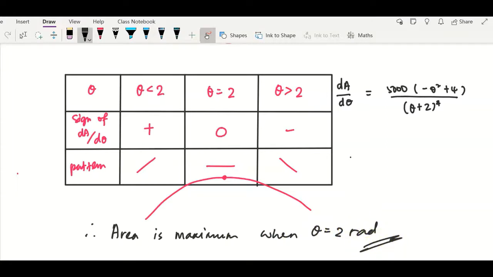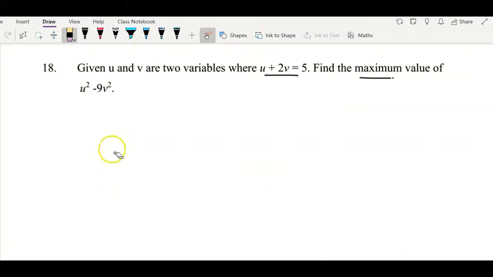Okay, that's it. Alright, let's move to question 18. Given u and v are 2 variables where this is the relation between u and v, find the maximum value of this u squared minus 9v squared. Since u squared minus 9v squared has no representative, we just let a symbol, we take p equals to u squared minus 9v squared. This will make our solution later on more organized and easy to explain what we are doing.